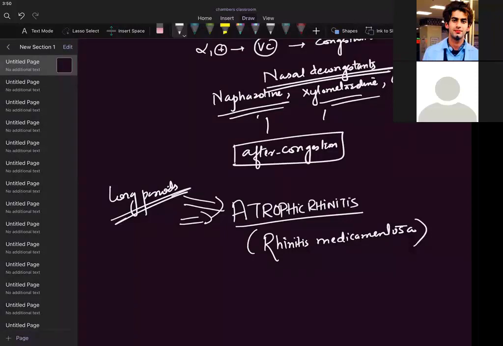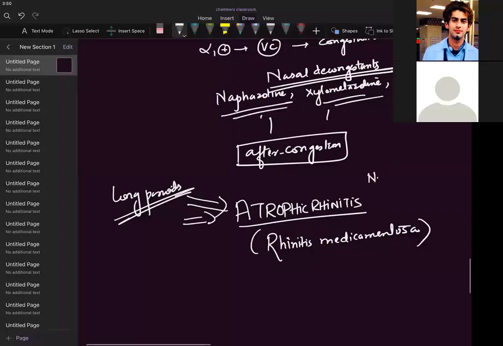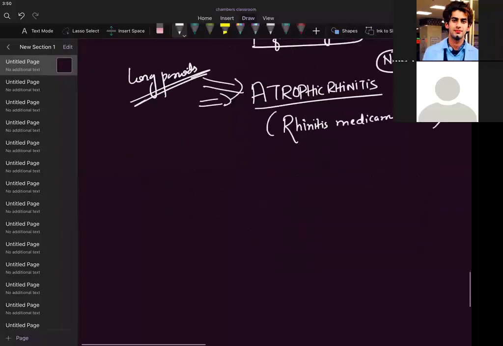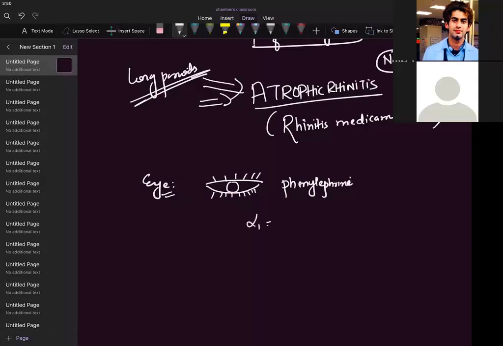Now see guys, this was about the nose. If I go to the eye, the use of alpha 1 in the eye: we have a drug which we are using, that is phenylephrine. Phenylephrine is the drug we use as an alpha 1 agonist, as a mydriatic. Alpha 1 receptors do mydriasis, isn't it?